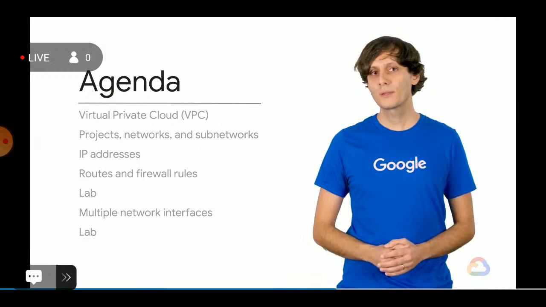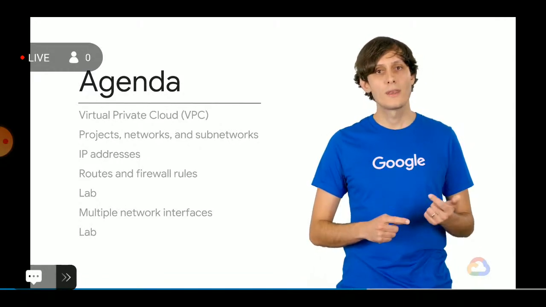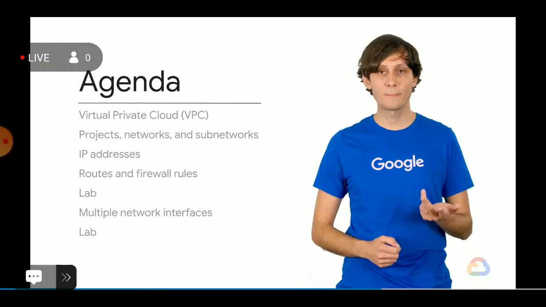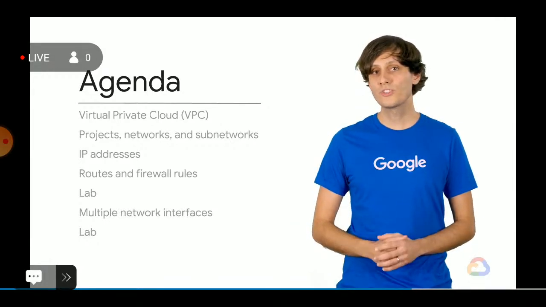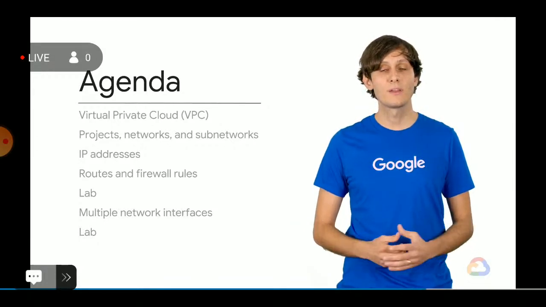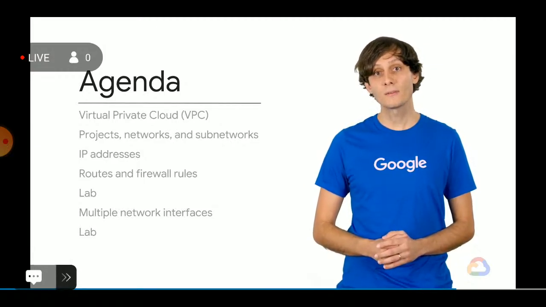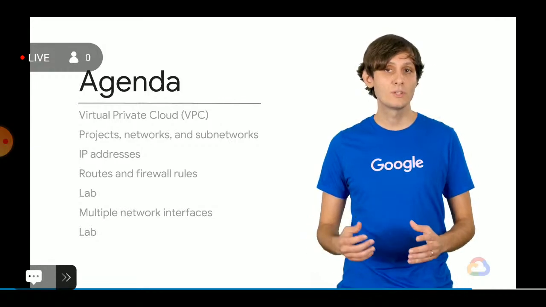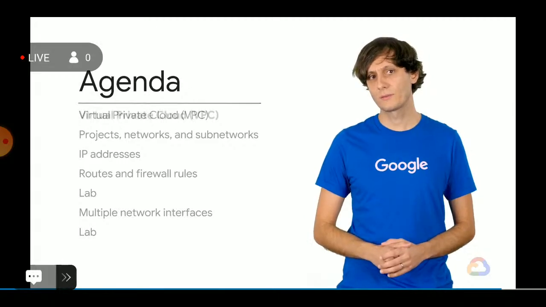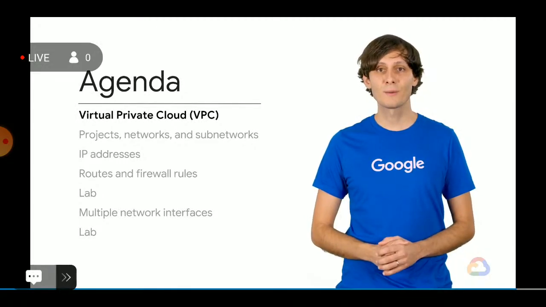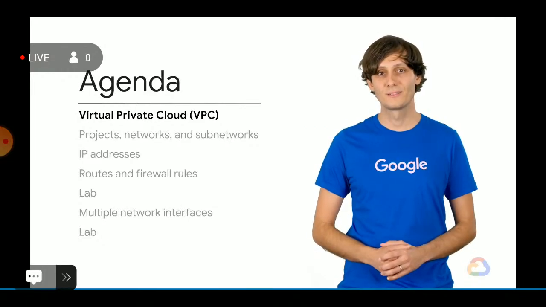Then, we are going to dissect networking into its fundamental components, which are projects, networks, subnetworks, IP addresses, routes, and firewall rules. You will explore GCP's network structure in 2 labs by creating networks and subnetworks of many different varieties, and by exploring the network relationship between them, including how to create a VM instance with multiple network interfaces. Let's start by talking about GCP's network, and specifically Virtual Private Cloud, or VPC.